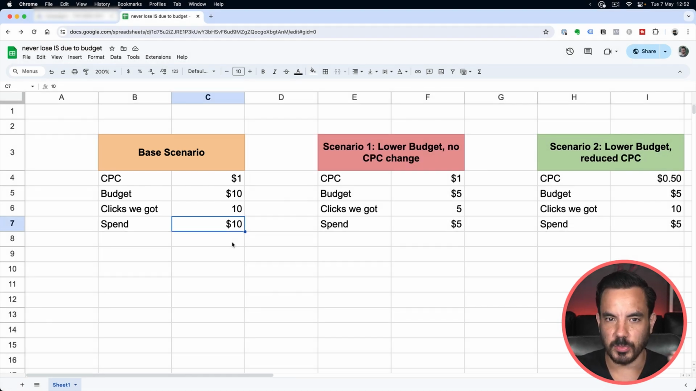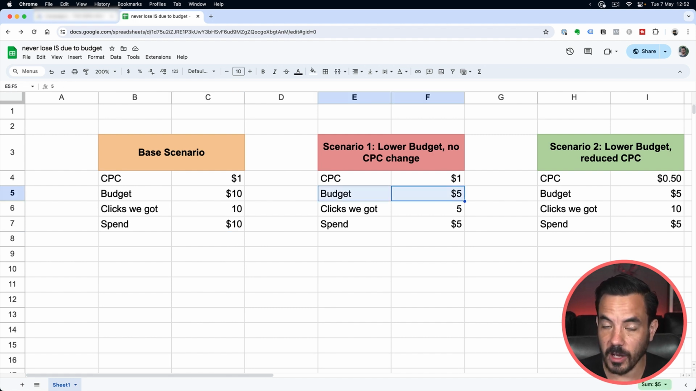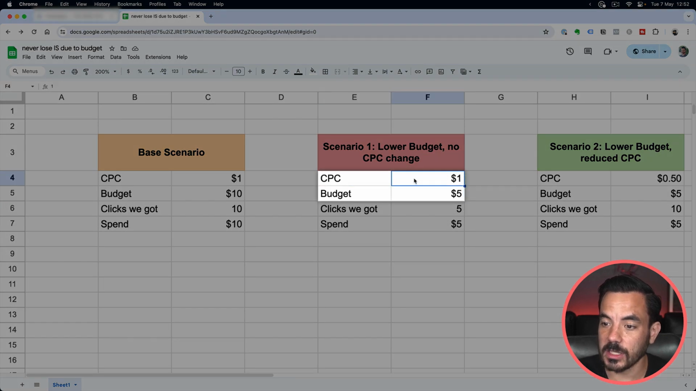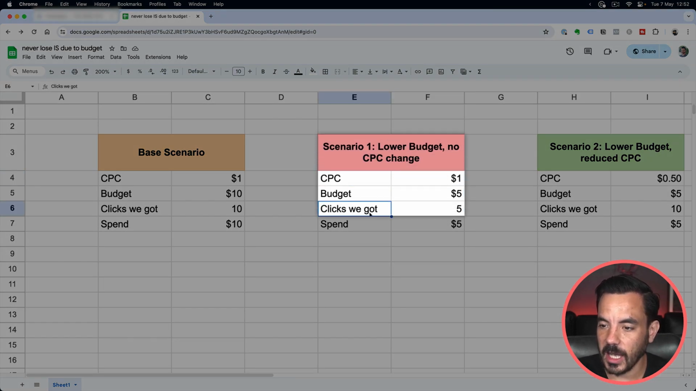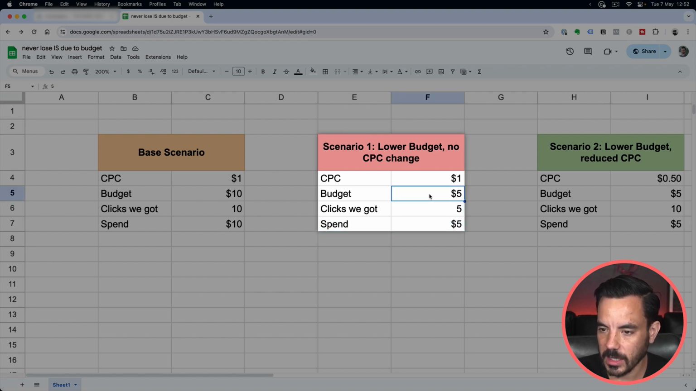Okay, now let's modify the scenario a bit. Let's say there's been some constraint in the business, cash flow is low, or we need to limit the amount that we're selling. Whatever reason, some constraint outside of Google Ads means that now we have to limit our budget to $5. So let's imagine first that we limit our budget to $5, but we don't change the CPC. What happens? Now we've got a $5 budget, CPC is still $1, and as a result, we only get 5 clicks. So we successfully reduce our spend to $5 because that was the daily budget. And now we only get 5 clicks because we didn't reduce the CPC.